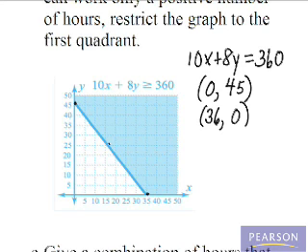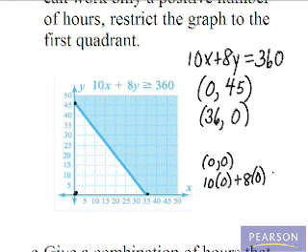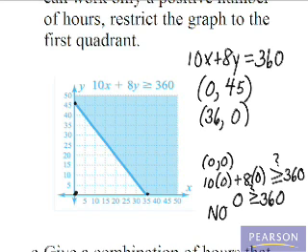Because the inequality was greater than or equal, we graphed a solid line. And then we chose a point, like the point 0, 0, and checked to see if 0, 0 satisfied the inequality. Substituting x being 0 and y being 0, we got 10 times 0 plus 8 times 0. Was it greater than or equal to 360? And so we got 0. Was it greater than or equal to 360? And the answer was no, so we shaded in the other region.